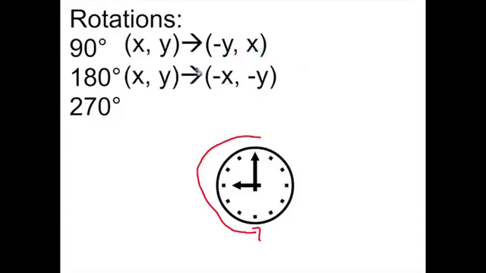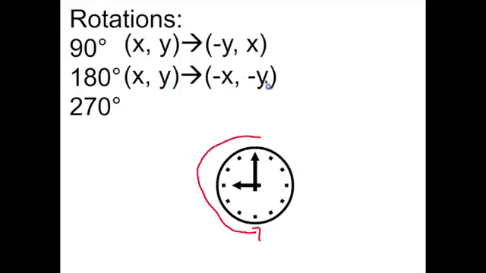For 180, we're just going to change the sign of the x and y. So we start with a positive x and a positive y. We'll keep the original coordinates in their original locations, but then we'll just change the sign. So we'll have the opposite of x and the opposite of y. So let's say, for instance, this were a +1 and a +1. This would become -1, -1.